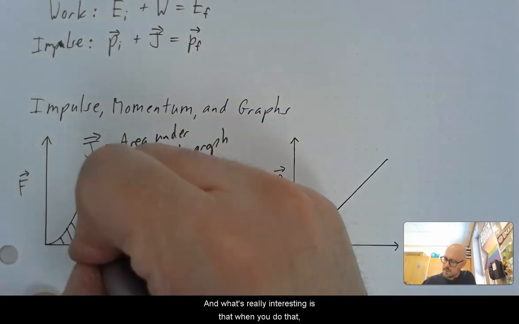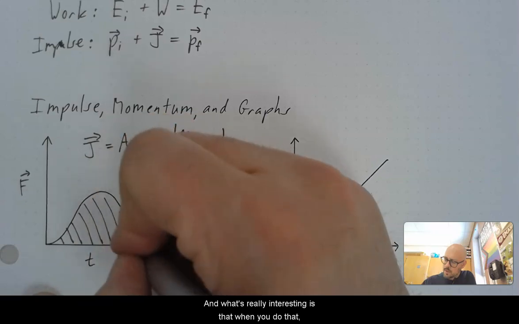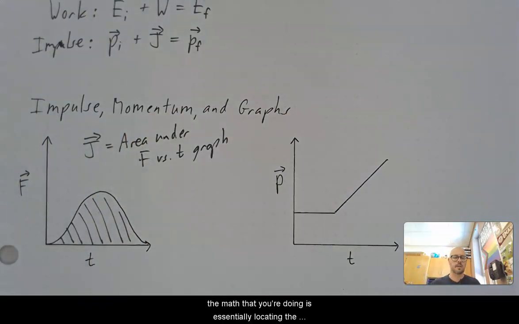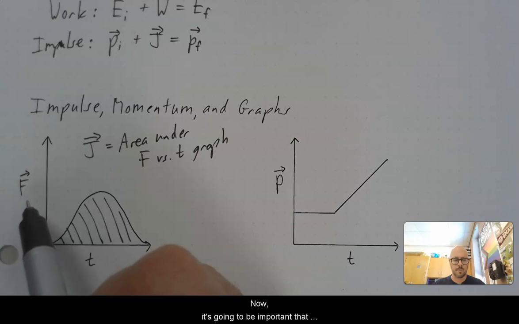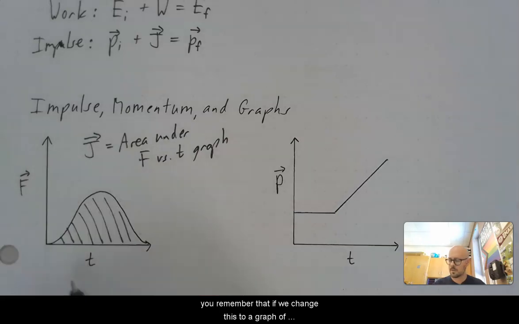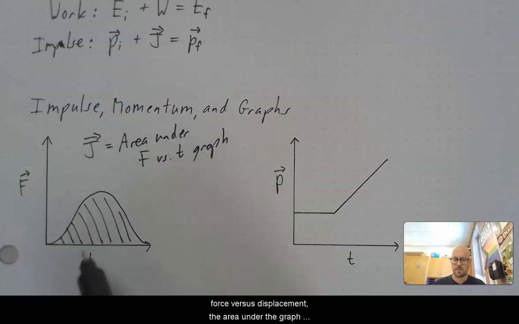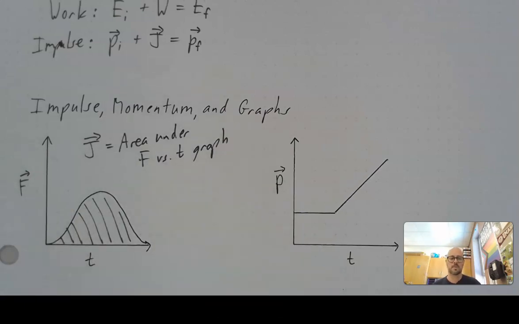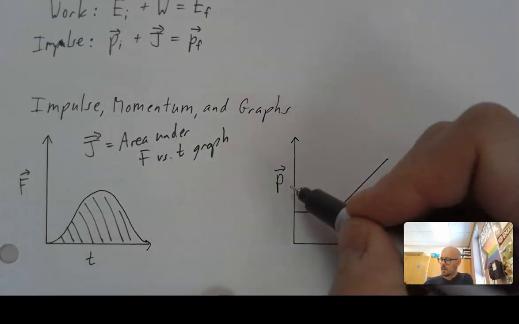And what's really interesting is that when you do that, the math that you're doing is essentially locating the average force and then multiplying it by time. So that's our impulse with a force graph concept. Now, it's going to be important that you remember that if we change this to a graph of force versus displacement, then the area under the graph would be the work done. So that's something that we'll have to think about together later.